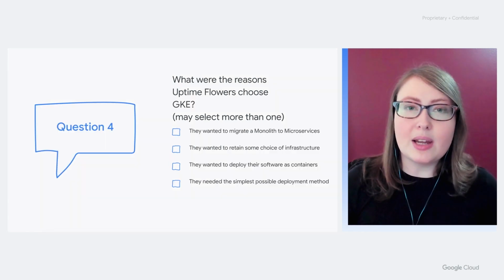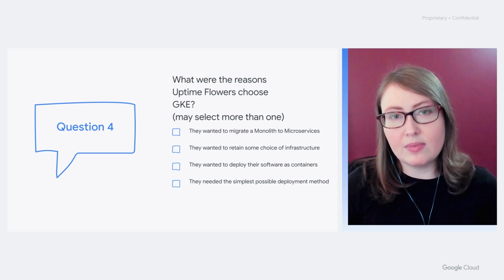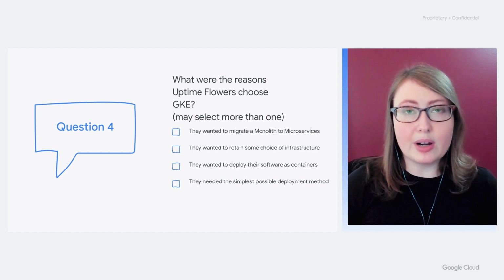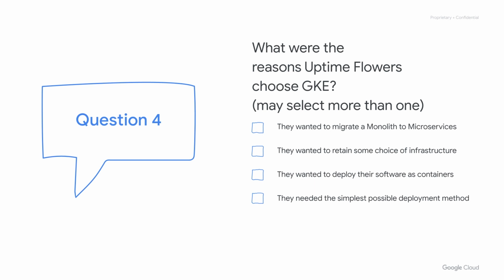What were the reasons Uptime Flowers chose GKE? They want to migrate a monolith to microservices. They wanted to retain some choice of infrastructure, they wanted to deploy their software as containers, or they needed the simplest possible deployment method. And you may select more than one of these. I'll give you a few seconds to answer.